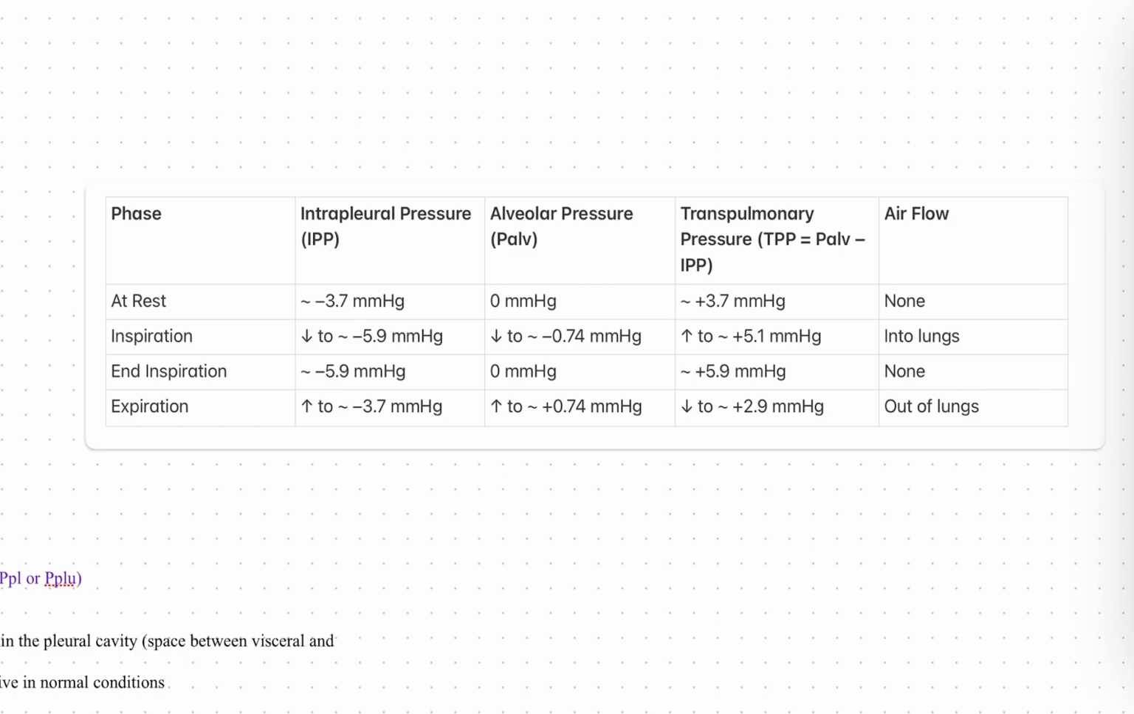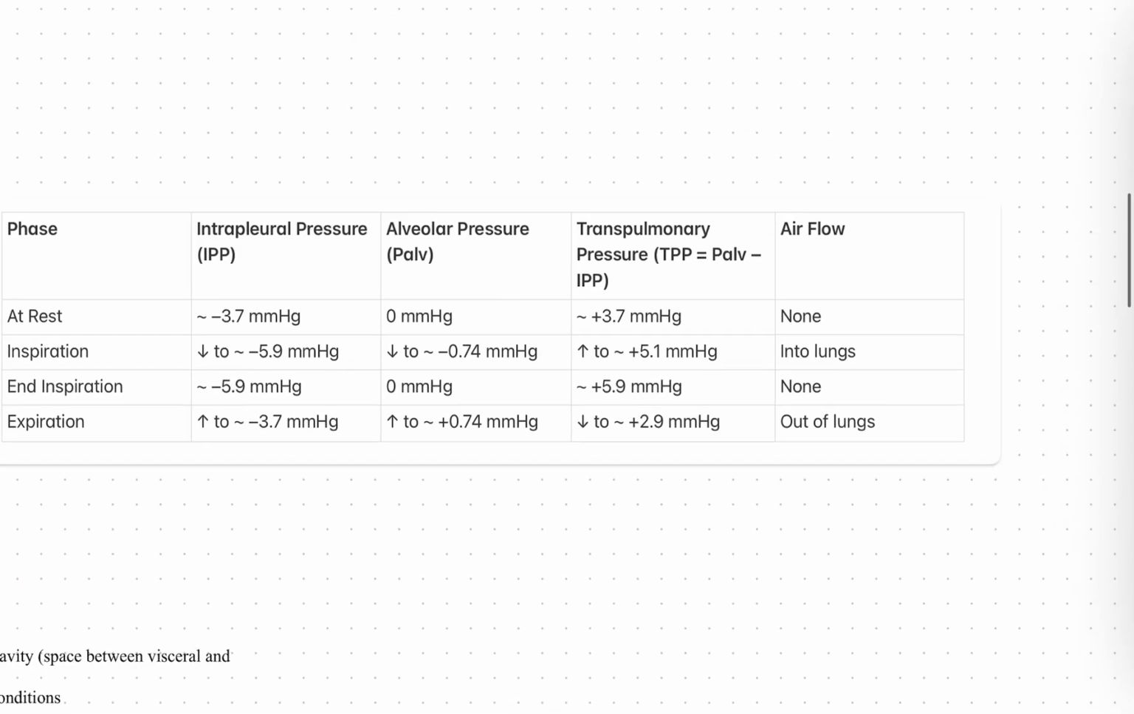Next, alveolar pressure or intrapulmonary pressure, at rest it is 0. During inspiration it becomes slightly negative, that is minus 0.74 millimeters of mercury. At the end of inspiration it again reaches 0. During expiration it increases and becomes plus 0.74 millimeters of mercury.